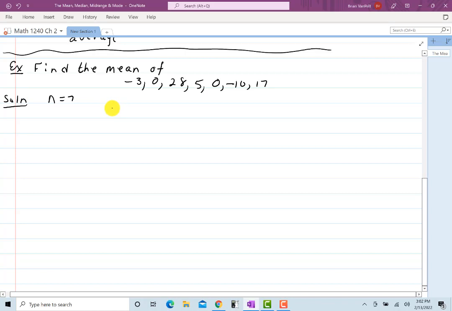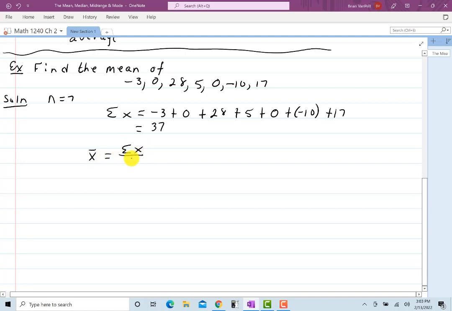And then let's add up sigma x. So we have -3 plus 0 plus 28 plus 5 plus 0 plus -10 plus 17. Let's see, this equals 25, 30, 20. It looks like 37. And so the mean of those numbers, x bar, will equal sigma of x over n. So that's 37 divided by 7.